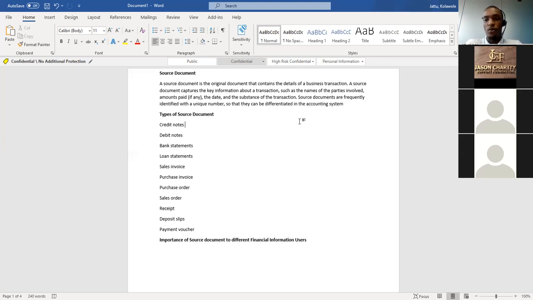A company as well, a company that purchased goods from its supplier or a vendor, also needs this source document. It is important to such a company because the company will try to compare, okay, this is the purchase order that I gave to the supplier or the vendor, and this is the purchase invoice. So the company will need the purchase invoice in this instance to compare the two, whether they are the same thing or not. So that also serves as one of the importance of source documents.